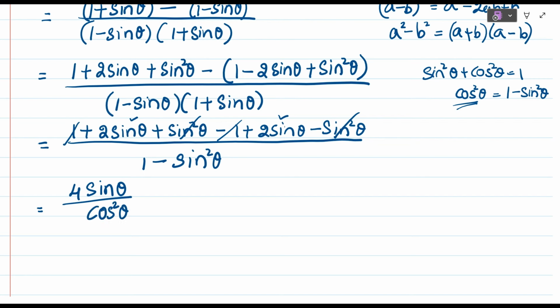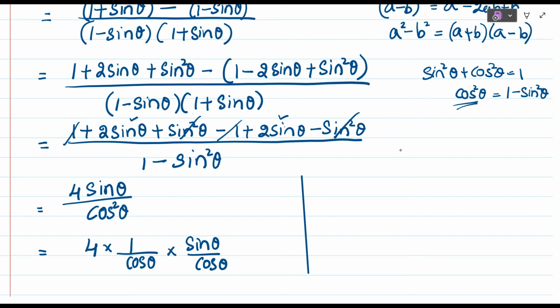Okay, now what I am going to do is, I am going to write this as 4 into, writing this cos square theta as cos theta into cos theta. So 1 by cos theta into sin theta by cos theta. Understood, students? Okay, so the next part I am going to write here.